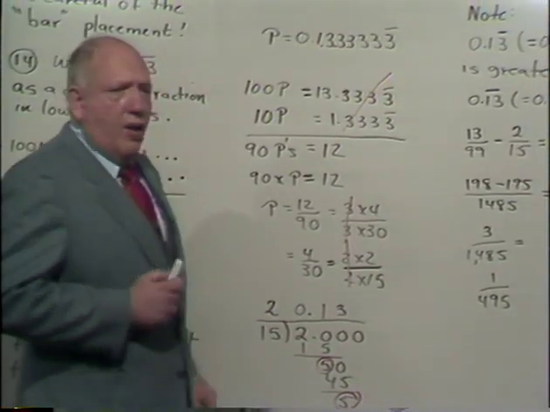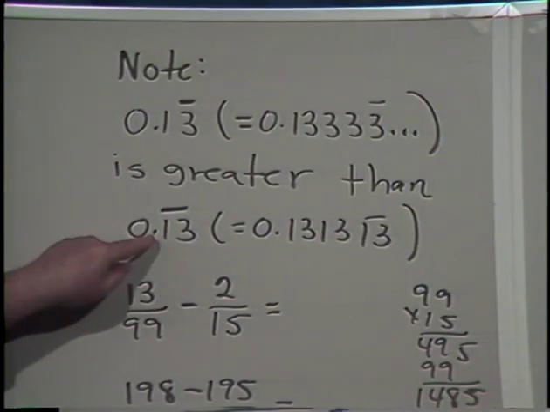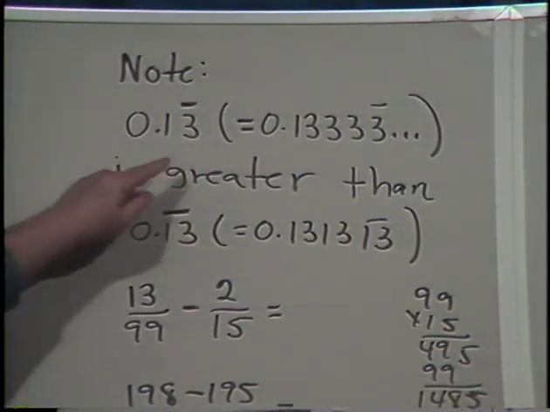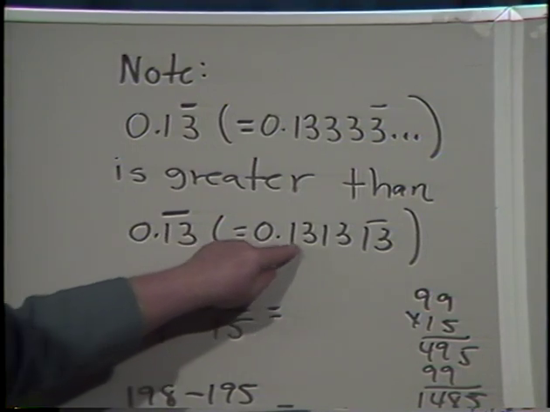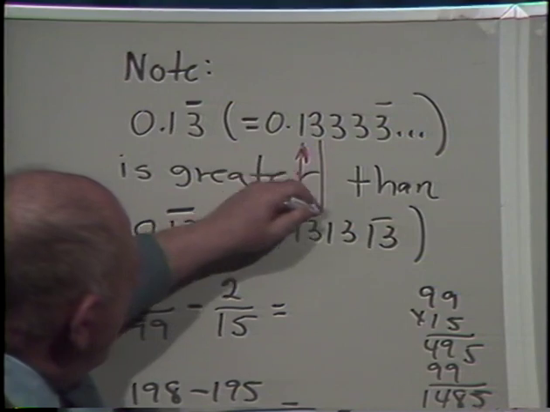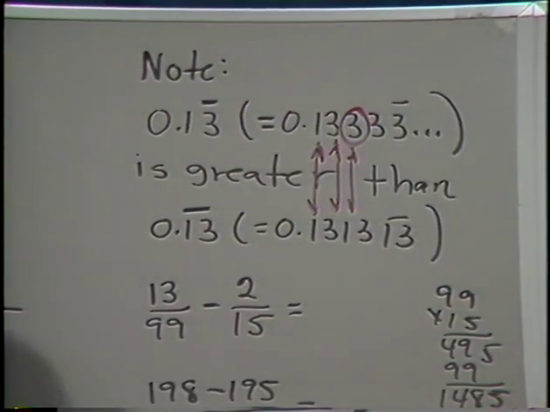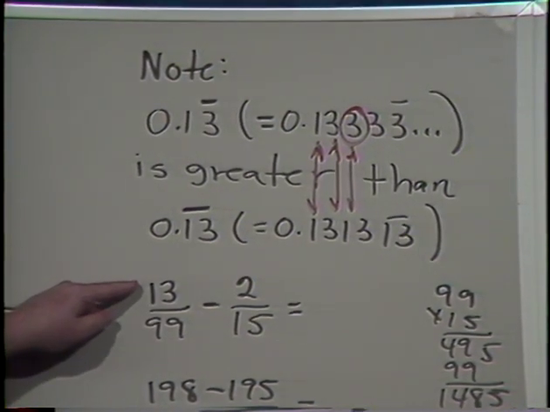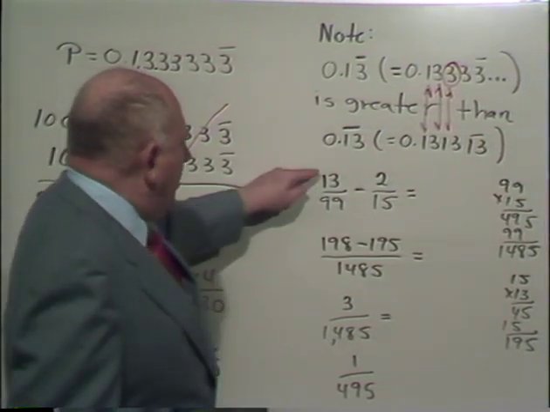And see, the point I want you to see is that 0.13 bar is not the same as 0.13 with a bar only over the 3. In other words, notice in fact that 0.13333 is greater than 0.131313 because they agree in the first two places, but in the third place, this is the greater fraction. I'm not going to bother going through this with you. I just wanted to show you that if you wanted to compare the size of these two in a more familiar form, you could take what?